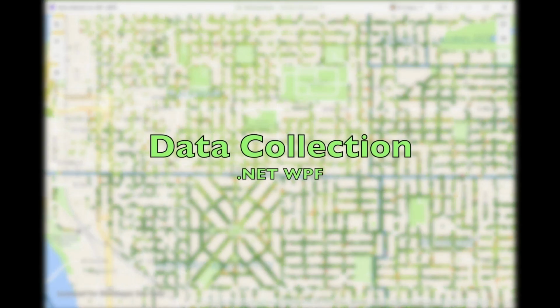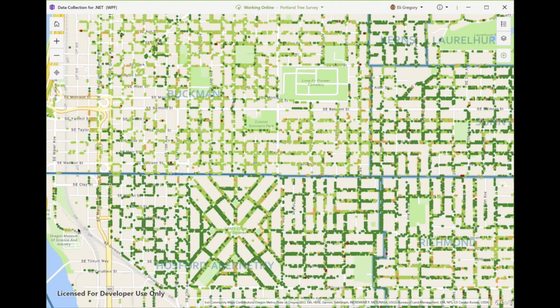Next up, I'd like to demonstrate data collection. This version of data collection is built for .NET WPF. Before building the application, you configure the application with a portal base URI and a web map item ID. I've done that, and the application is launched. Upon launch, the web map is displayed in full screen with some UI elements overlaid on top.